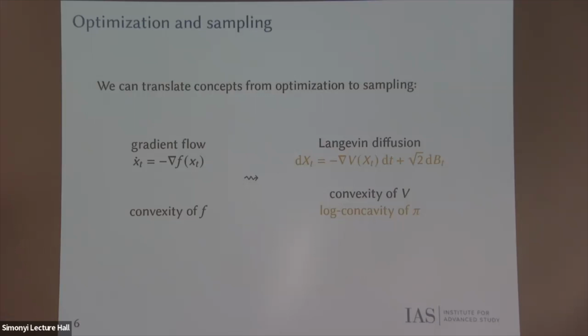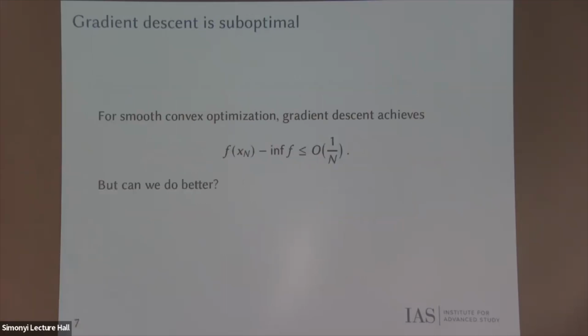And more generally, although MCMC and Markov processes have been studied for a long time, it's this kind of link with optimization that ushers in the modern theory of sampling. So let me give you another example of how we can hope to translate concepts from optimization to sampling. This is perhaps the crown jewel of the theory of optimization. One of the surprising results in this field is that this gradient descent algorithm is actually suboptimal, at least for smooth convex optimization.